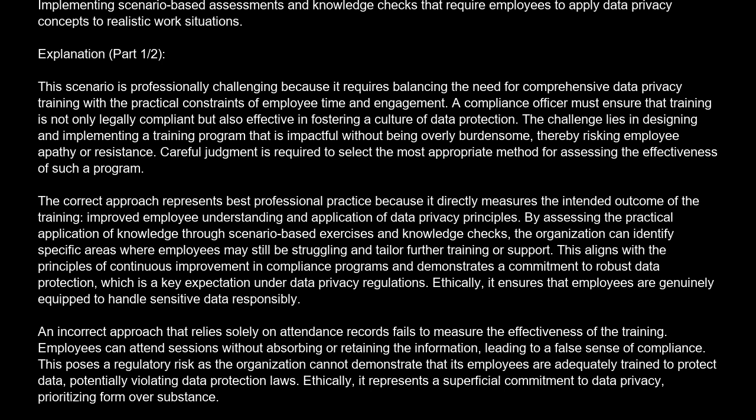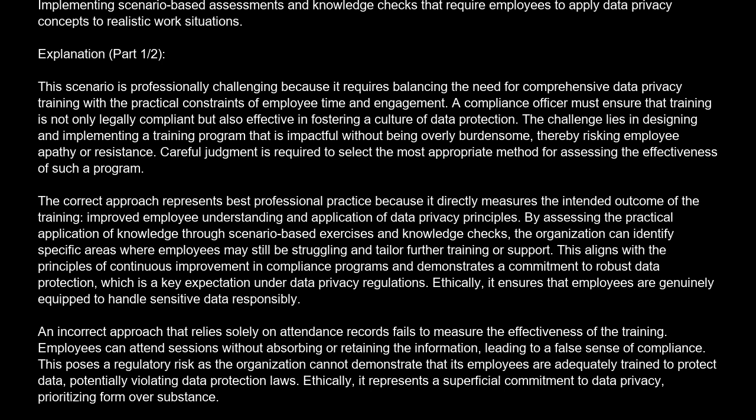By assessing the practical application of knowledge through scenario-based exercises and knowledge checks, the organization can identify specific areas where employees may still be struggling and tailor further training or support. This aligns with the principles of continuous improvement in compliance programs and demonstrates a commitment to robust data protection, which is a key expectation under data privacy regulations. Ethically, it ensures that employees are genuinely equipped to handle sensitive data responsibly.